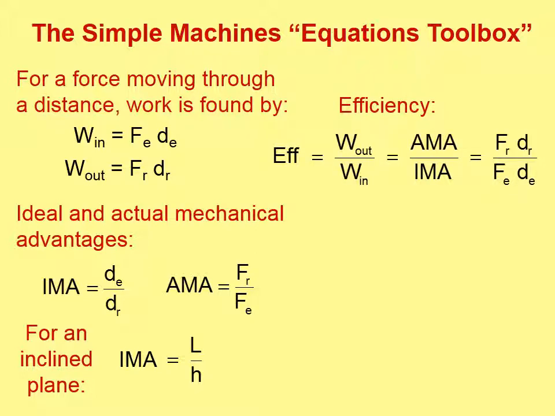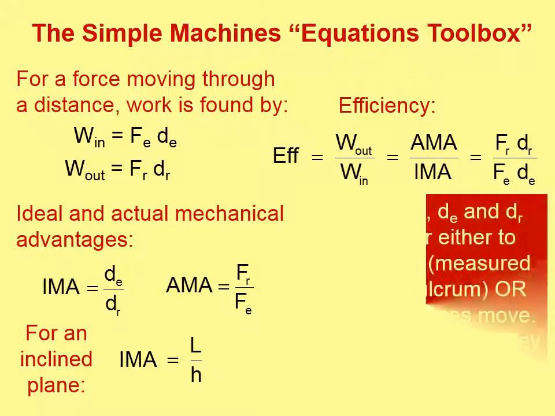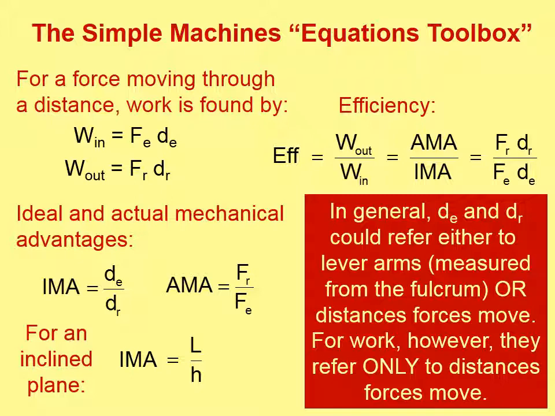The efficiency can be found with any one of these relations: the output work divided by the input work, the actual divided by the ideal mechanical advantage, or FR DR divided by FE DE. And then typically an efficiency is reported as a percentage, so you would want to multiply by 100. In general, DE and DR could refer either to lever arms measured from the fulcrum or distances forces move. For work, however, they refer only to distances forces move.